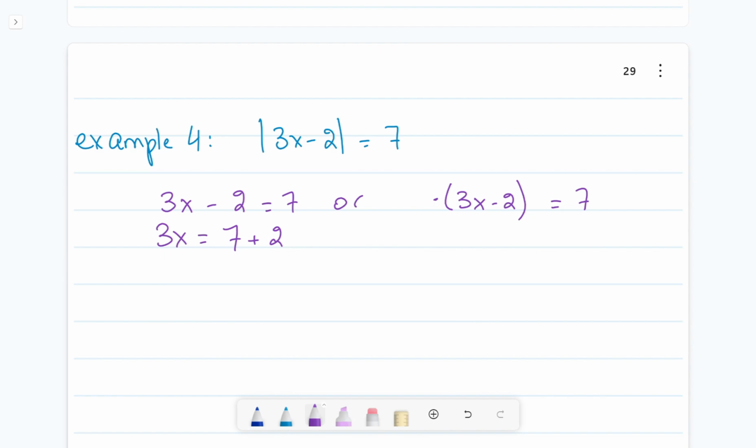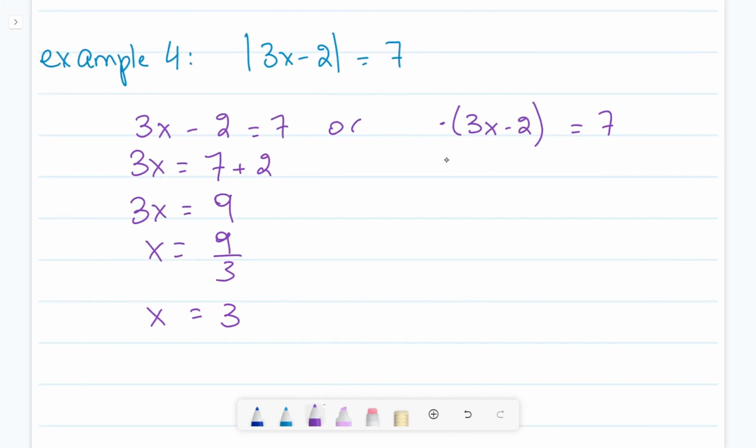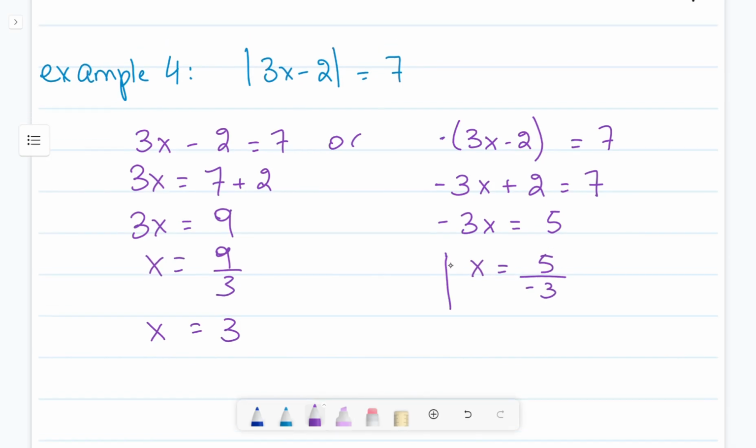So 3x equals 9. x equals 9 over 3. So x equals 3. Or, on the right, negative 3x plus 2 equals 7. We move the 2 to the other side. 7 minus 2 is 5. So x equals 5 divided by negative 3. These are our two possible answers.